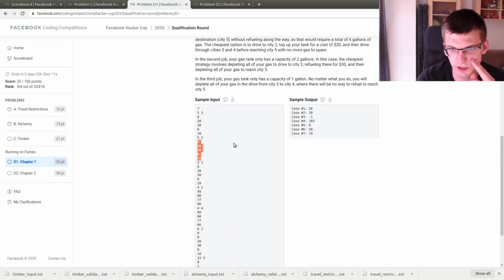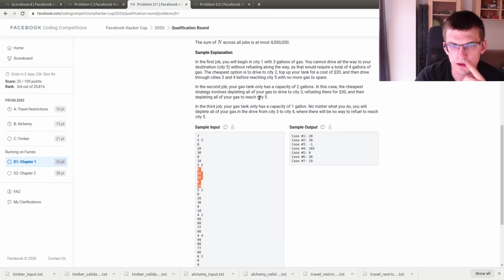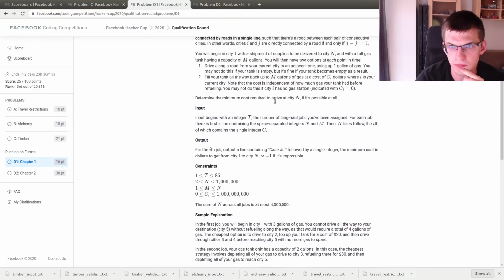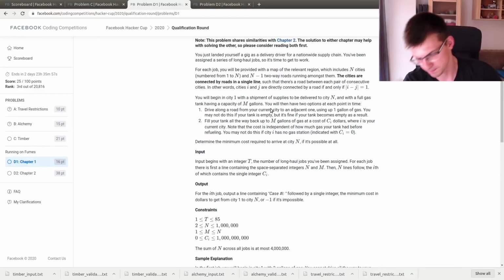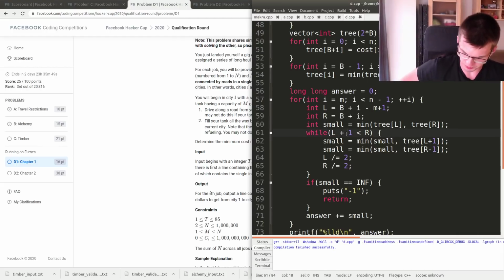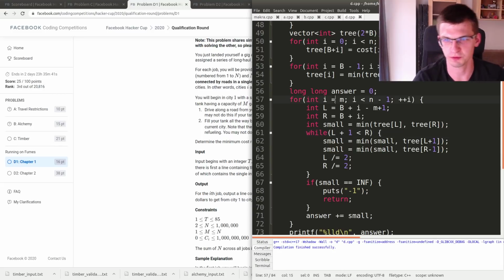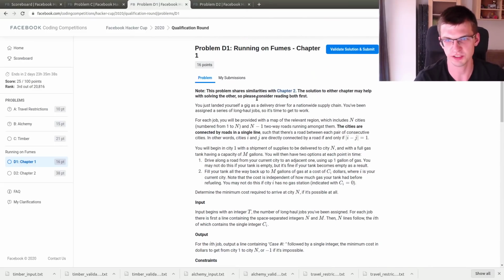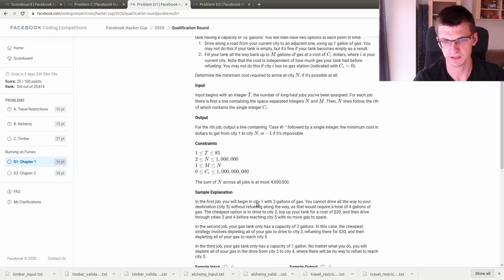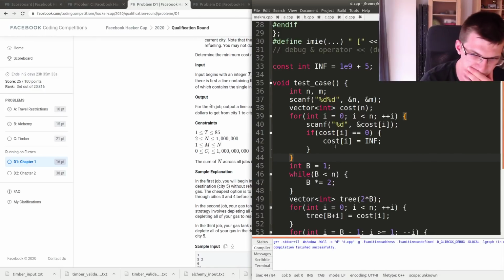I don't understand how to get 30 in the second test. Oh, this is cost for the full thing. I thought it's per gallon. Okay, I solved a different problem. Okay, I will not win anymore. This problem was still reasonable if we say that CI is cost per gallon, and I solved such a problem.